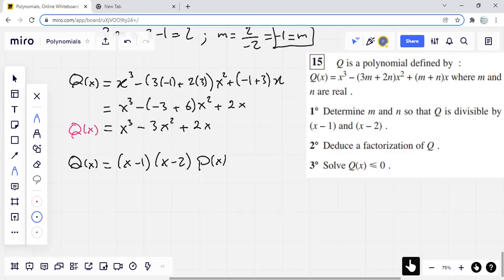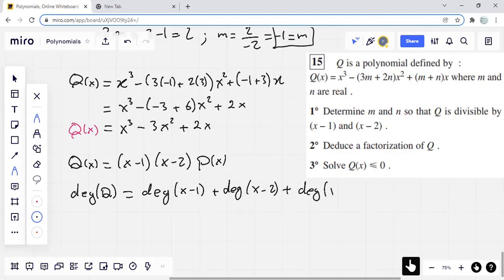Okay, let's see. The degree of q, from the highest exponent, is 3. But since q is written as the product of these 3 factors, by the rule, the degree of q will be equal to the degree of x minus 1 plus the degree of x minus 2 plus the degree of p of x. So again, we know that the degree of q is 3, the degree of this one is 1, the degree of x minus 2 is also 1.